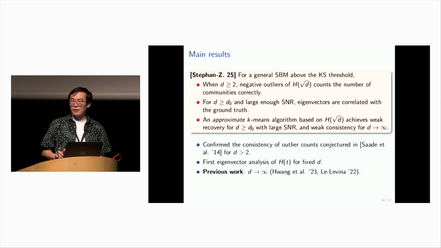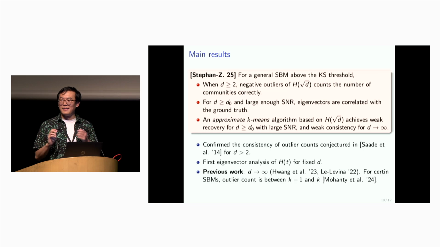In all the previous work, either they take d to infinity to show some consistency result, or there are certain bounds of the outlier between k minus 1 and k for a specific class. So this is our first result to get a consistent estimate.